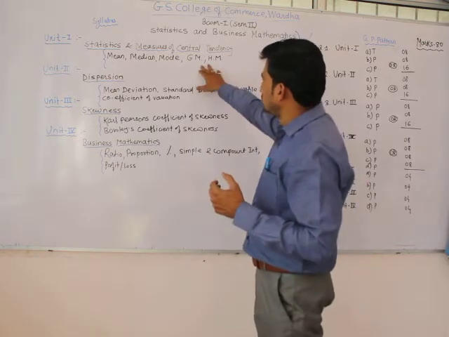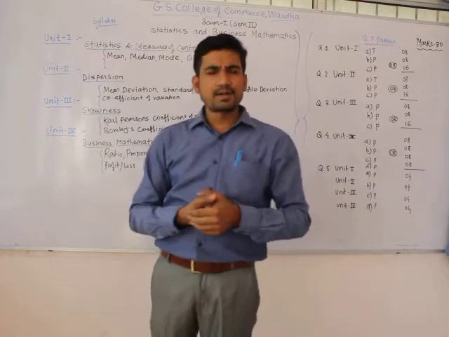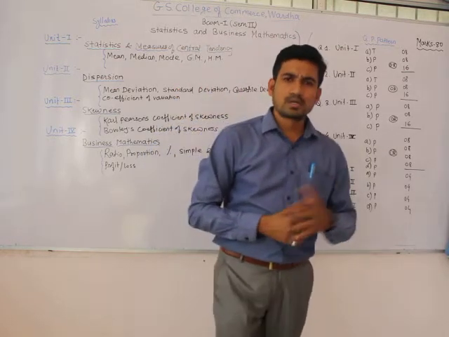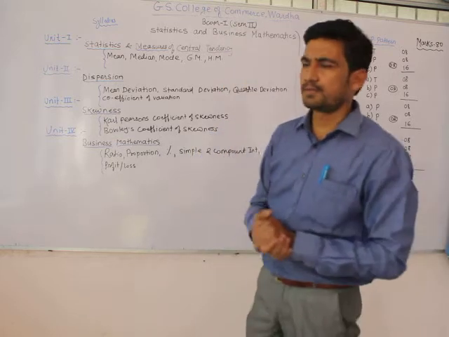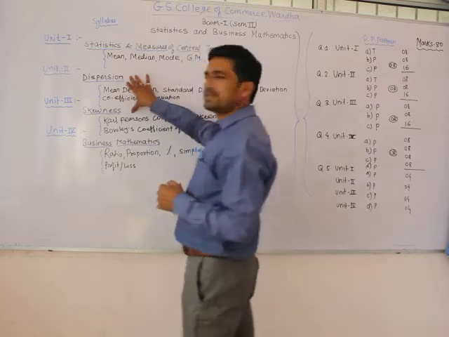Along with that, we have to calculate the geometric mean and harmonic mean. That we will see in a detailed manner when we go through the video lectures of that particular topic. Moving to unit number 2, we have dispersion.